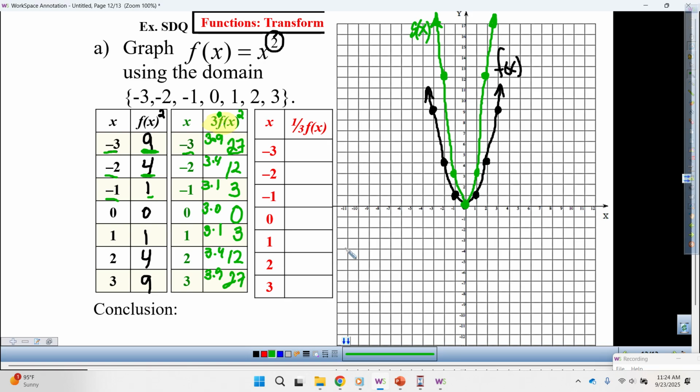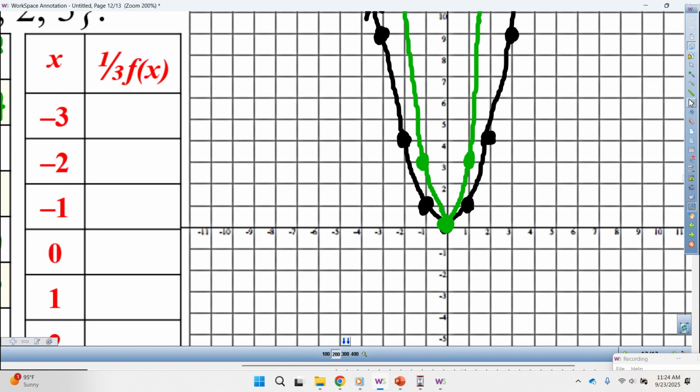I heard stretch. That is correct. So I want you to write the word stretch. Now check this out. What was the parameter that we stretched it by? By what? 3. Let's see if it's true. Writing utensils down, look up to the screen. I'm going to zoom in. Here it goes. Watch. Look up, you're going to miss it.